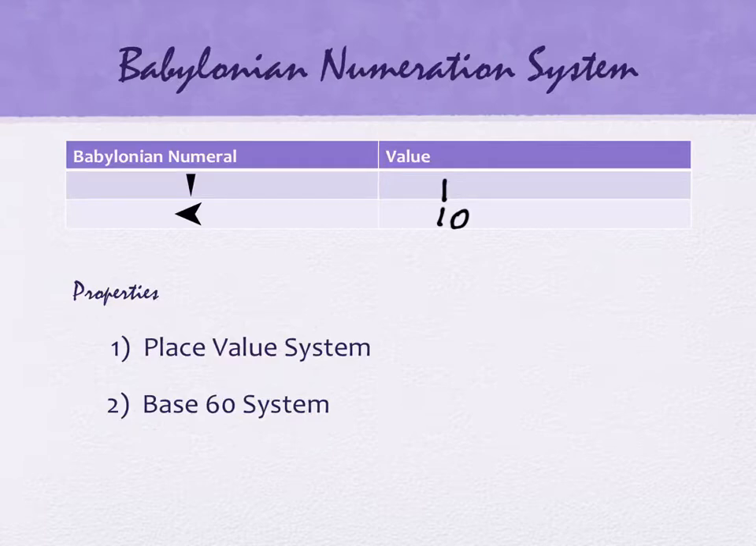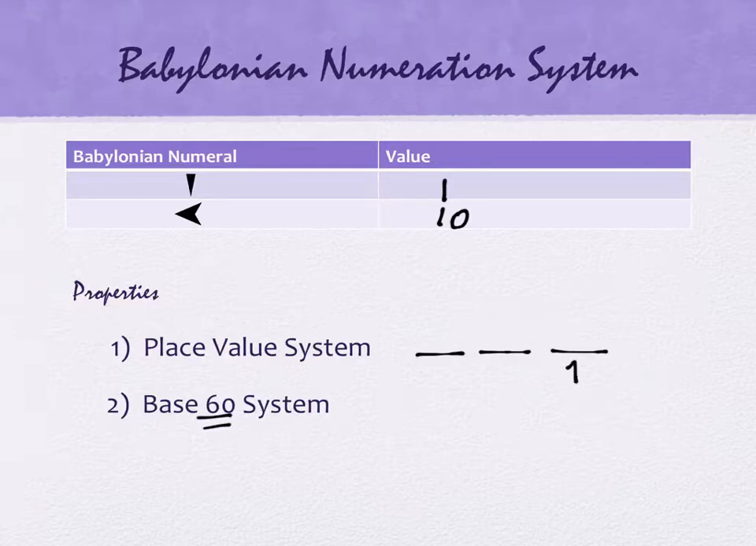We have a place value system as well, right? So a 3 in the 4th place over means something different than a 3 in the 10th place over, right? The 3s don't mean the same thing depending on where they're located in our numbers. The same thing's true for them. They have a place value system, but they don't have a place value system that's powers of 10. They have a place value system that's powers of 60.